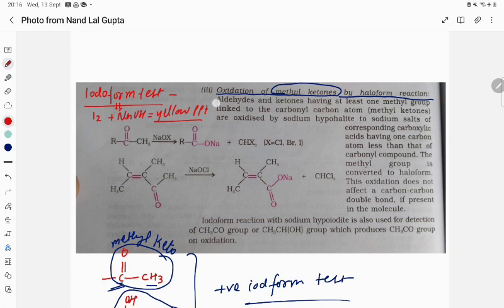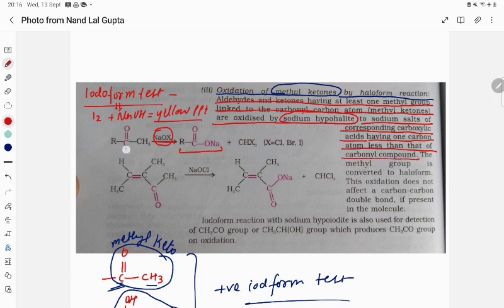Now see, aldehydes and ketones having at least one methyl group linked to a carbonyl carbon atom, that is methyl ketone, are oxidized by sodium hypohalide. You can see this is the sodium hypohalide, NaOX, to the sodium salt of the corresponding carboxylic acid. So it is converting into what? Carboxylate salt, having one carbon atom less than that of the carbonyl compound. Here you see how many carbons are there? 1, and here is the alkyl group.